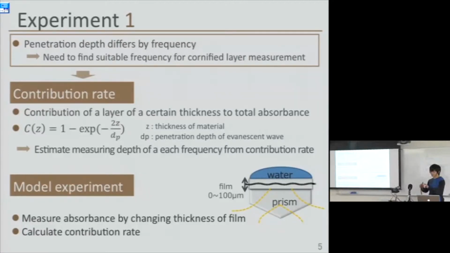So I conducted a model experiment. I put a film on the prism and measured absorbance while changing the thickness of the film from 0 to 100 micrometers, and I put water on the film. Then I made some layer structures. Then, from the result of absorbance, I calculated the contribution rate.